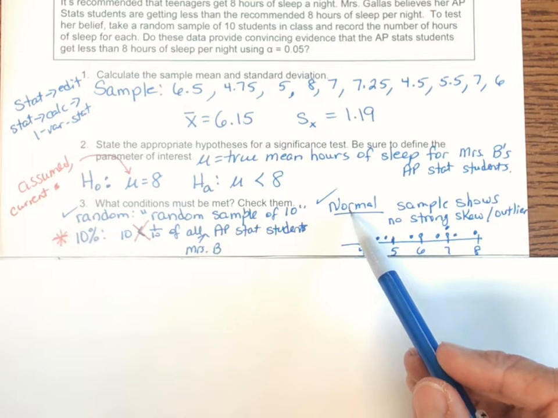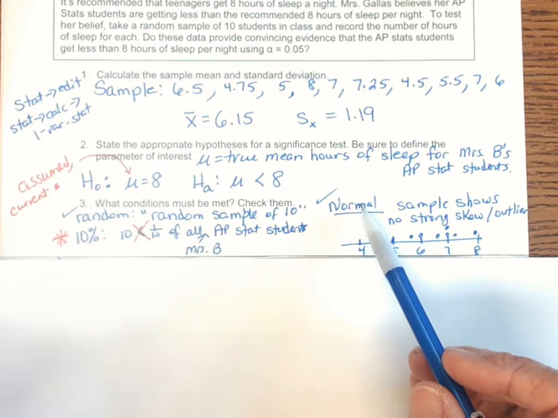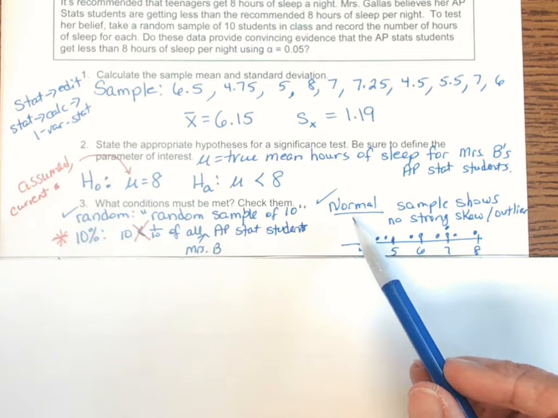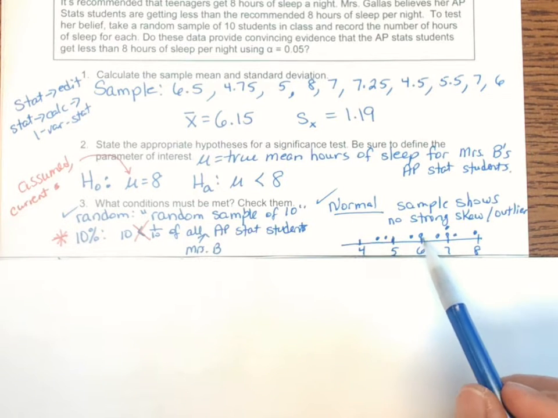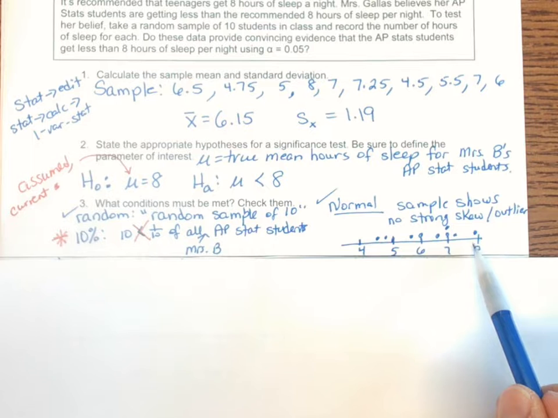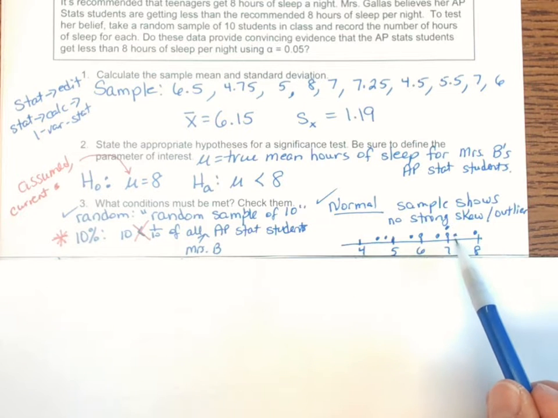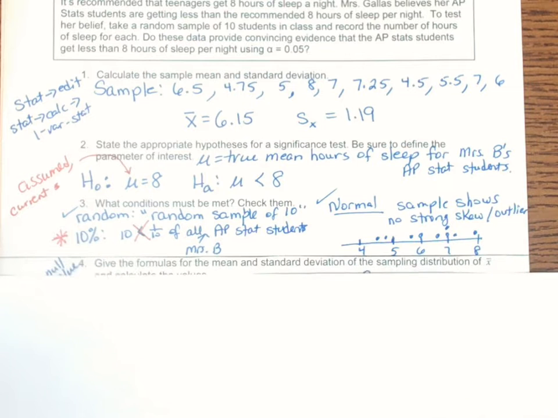We have to check to see if it's normal. Well, the ways we check for normal: is the population normal? We don't know that. Is the sample size greater than or equal to 30? Again, no, we don't know that. So we make a dot plot. And looking at my dot plot of the hours of sleep, there doesn't appear to be any strong skew or outliers. So I'm going to assume it's normal, or approximately normal.